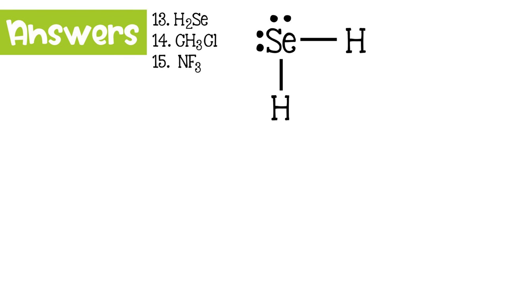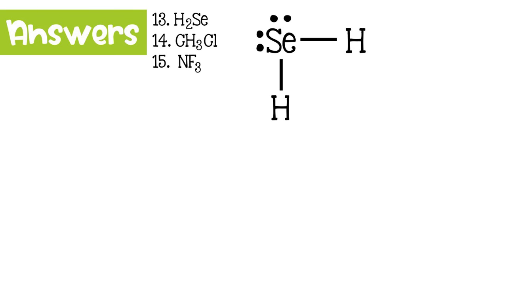and we are left with 4 bonded electrons and 4 unbonded electrons on the Se. Each H also has a complete duet thanks to the bonded shared pair, and we move on to number 14. For number 14, we have CH3Cl.